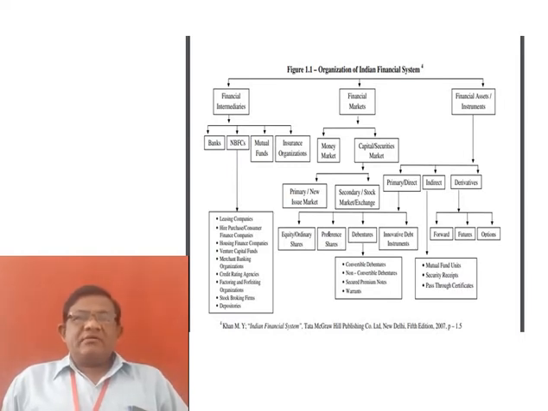A derivative is a financial instrument that is a contract between two people. In a derivative, the buyer or seller agrees to purchase or sell the asset on a specific date at a specific price. Types of derivatives are future derivatives, forward derivatives, option derivatives, and swap derivatives.